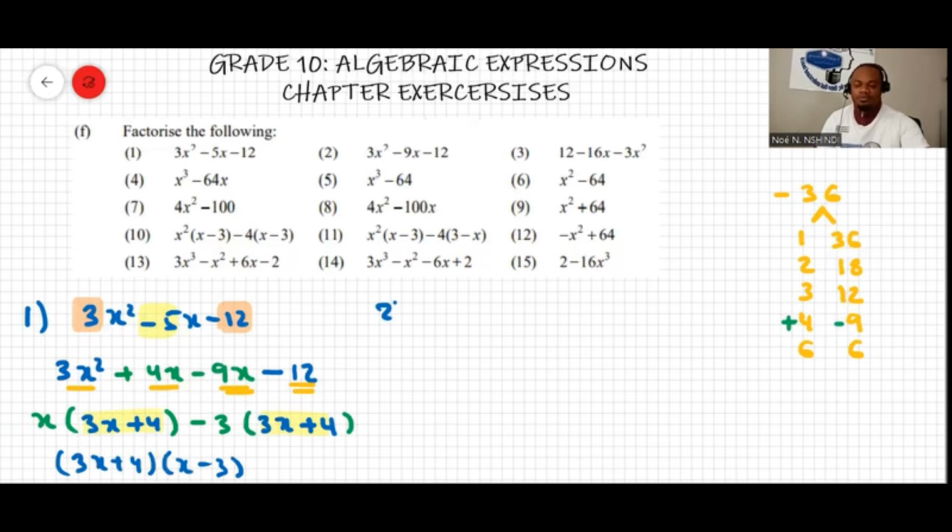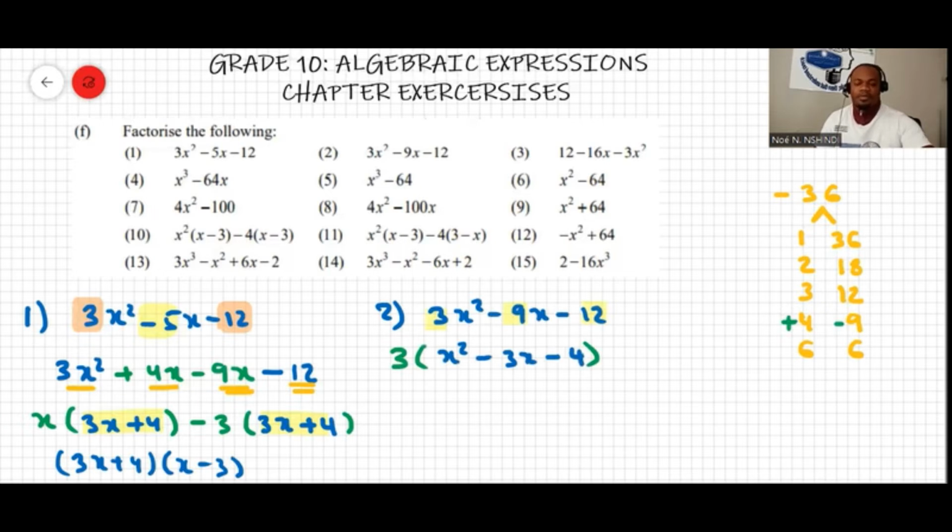Okay, question 2. We have 3x squared minus 9x minus 12. When I look at the question, each term here is a multiple of 3. So we can take 3 out as the common factor, and within the bracket, I'm left with x squared minus 3x and then minus 4.